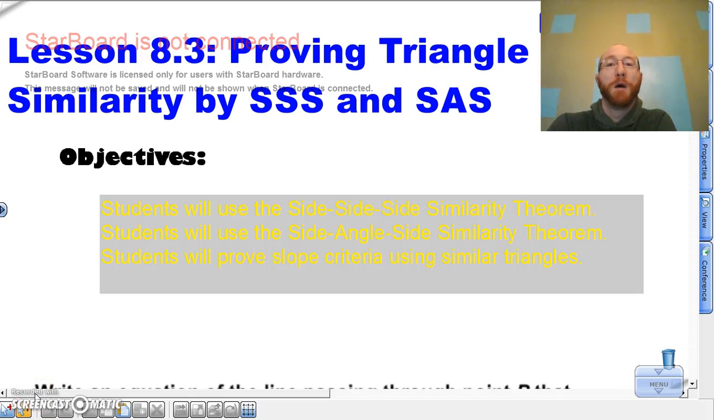Morning, everybody. Today we're going to find another couple ways to prove triangles are similar. We're going to be using side, side, side, and we're going to be using side, angle, side. These two should look familiar. There's a little more work to do than normal. All right, let's dive in.